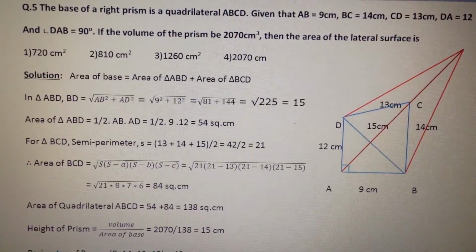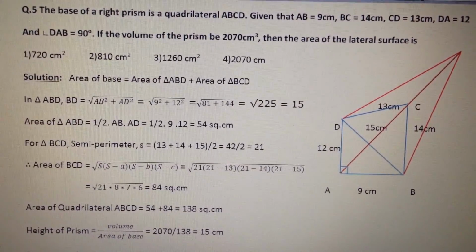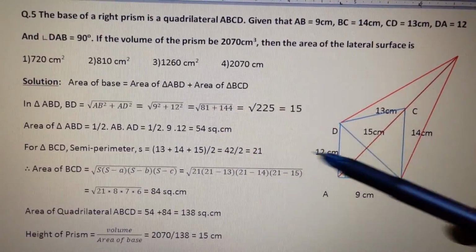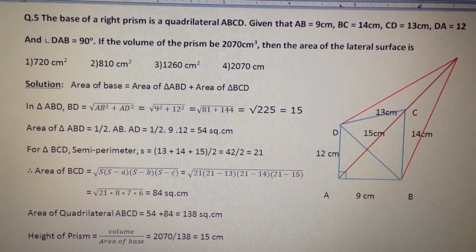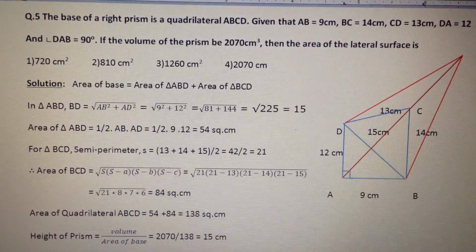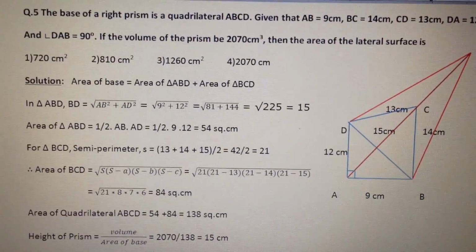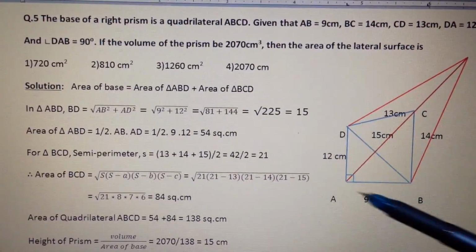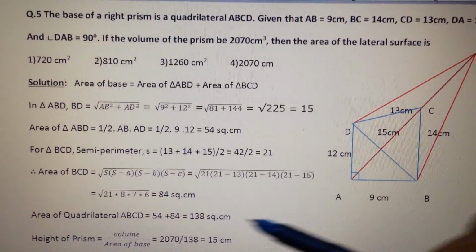Now for triangle BCD, the semi-perimeter is given as 13 plus 14 plus 15 by 2, which is equal to 21. Now area of triangle BCD, we know the formula root over S into S minus A into S minus B into S minus C, where S is the semi-perimeter. We know that semi-perimeter is 21. So let us substitute the values. We get root over 21 into 21 minus 13 into 21 minus 14 into 21 minus 15. On solving, we get area of triangle BCD as 84 square centimeters.